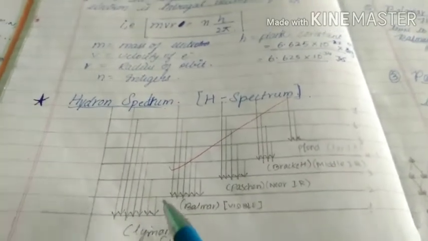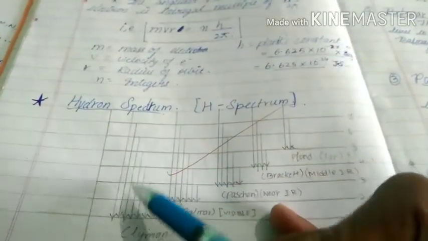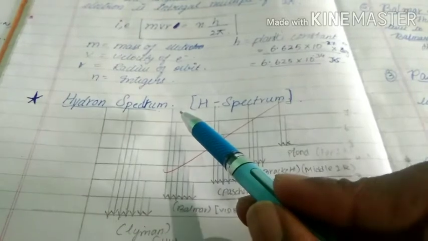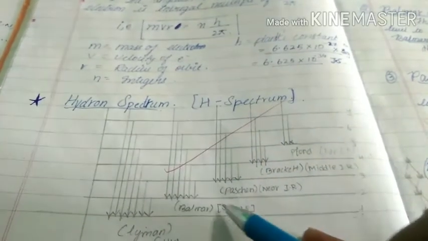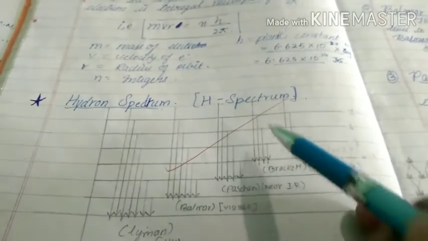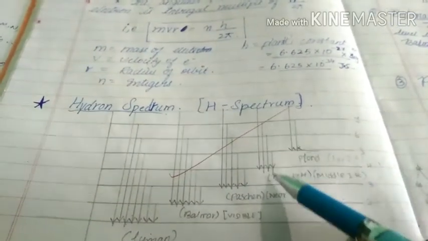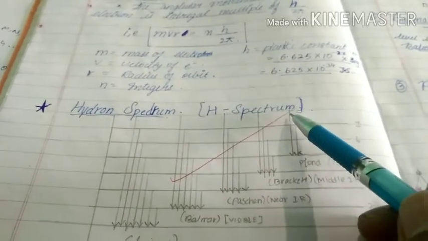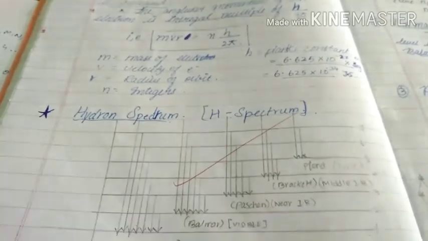What is the Lyman series? When the electron jumps from a higher orbit to the first orbit, that is called Lyman. From higher to second, that is called Balmer. From higher to third, that is called Paschen. From higher to fourth, that is called the Brackett series. From higher to fifth orbit, that is called the Pfund series.